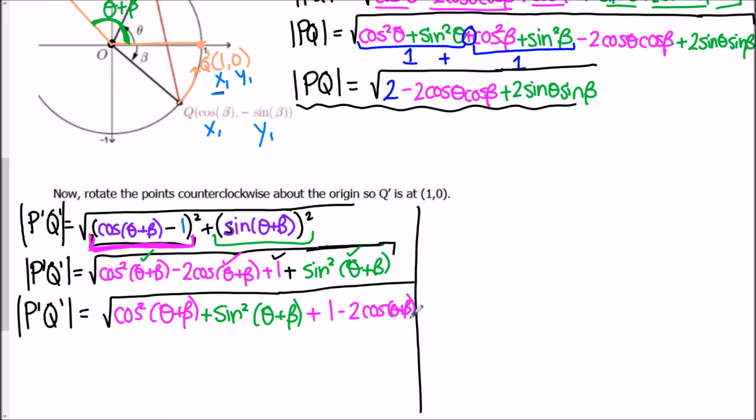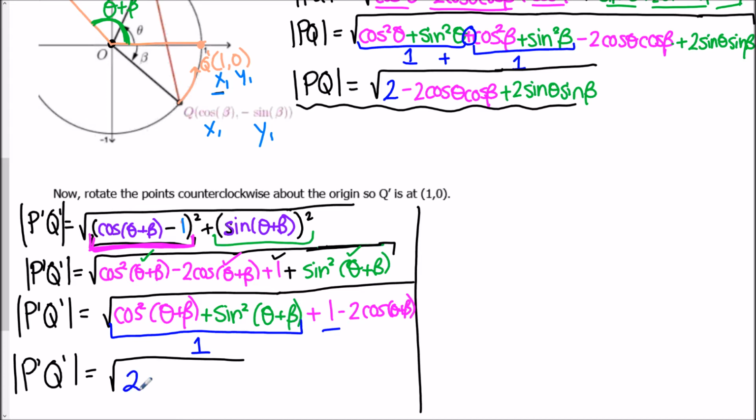Okay, and if you notice right here, this ends up being 1. So here I've got a 1 plus another 1. So this ends up being p prime q prime, absolute value of it, is going to be equal to, right here, the 1 plus this one right here ends up being 2. And then I'm just going to copy down this minus 2 cosine theta plus beta.